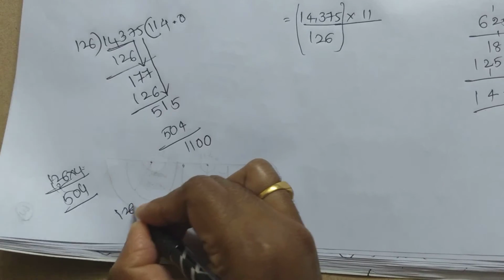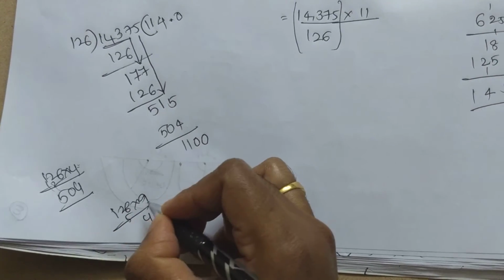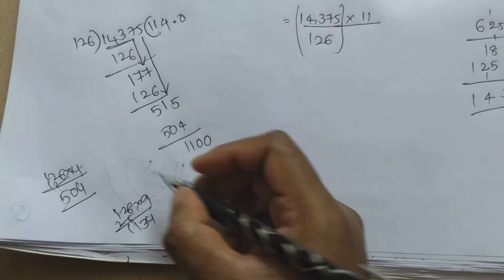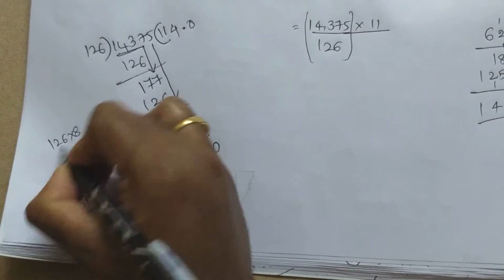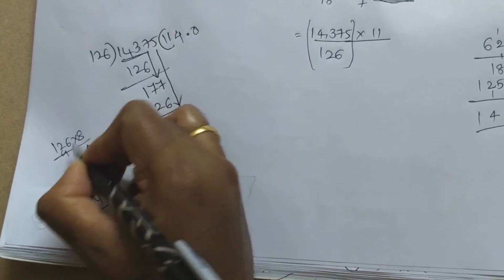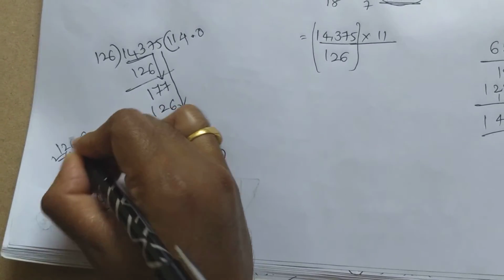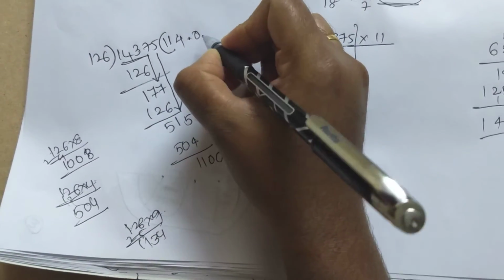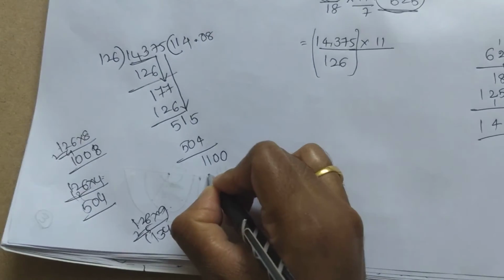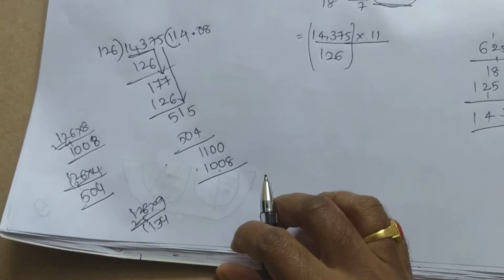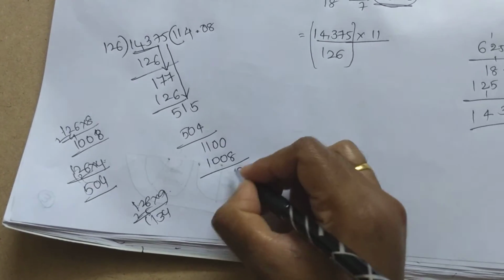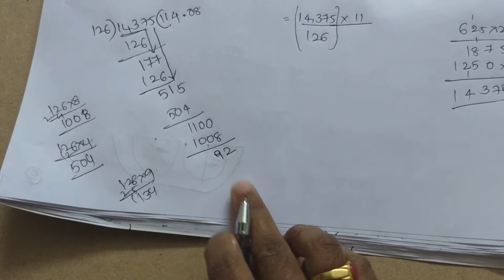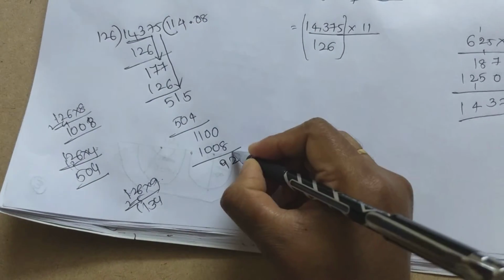So 126 into 9. 9 6s are 54. 9 2s is 18 plus 5, 23. 9 1s is 9, 9 plus 2, 11. 11 34. So 126 into 8. 8 6s are 48, 8 2s is 16 plus 4, it is 20, 8 1s is 8, 8 plus 2, 10. So it becomes 1008. So 8s are 1008. 10 minus 8 is 2, 9 minus 0 is 9. Again 0 minus 0 becomes 0. So 92, since there is a point, put 0.